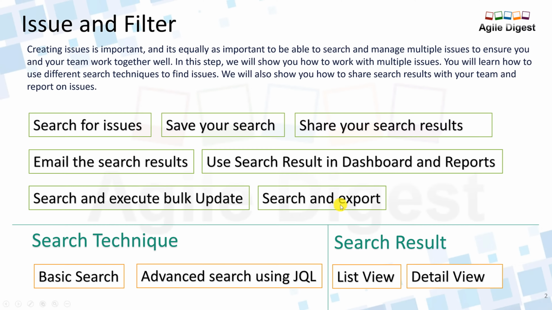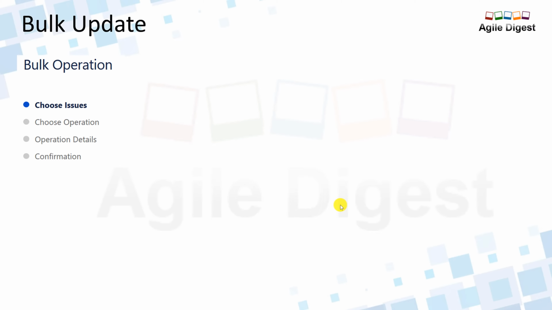That export will be covered next. The next topic is bulk update, or bulk operations. So let's try to understand the steps of bulk update. Whenever you select multiple stories to do a bulk update, there are a few steps that we need to follow. Those steps are: we'll choose issues, what are the issues we'll be making the bulk update to, and what change we'll be doing.